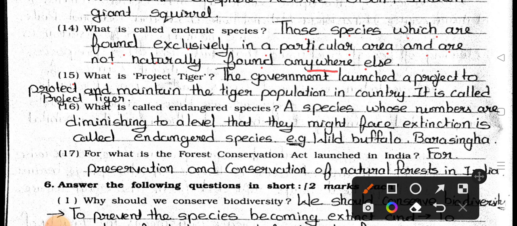Question number 15. What is Project Tiger? Answer is the government launched the project to protect and maintain the tiger population in the country. It is called Project Tiger. Question number 16. What is called endangered species? Answer is a species whose numbers are diminished to a level that might face extinction is called endangered species. Example: wild buffalo and barracuda.